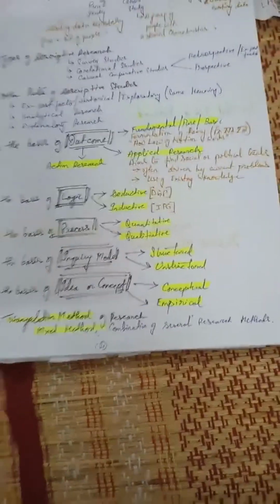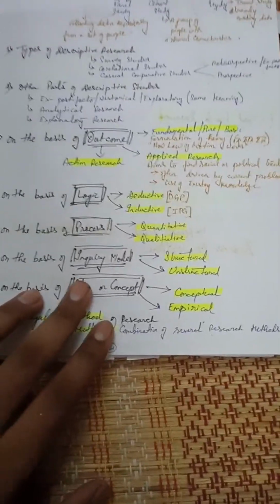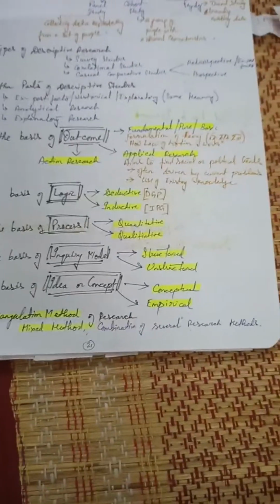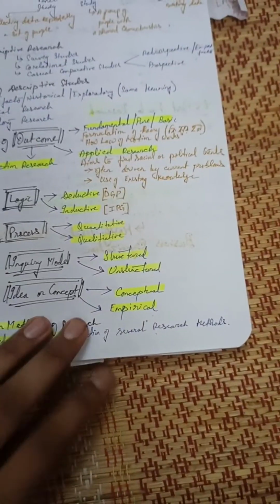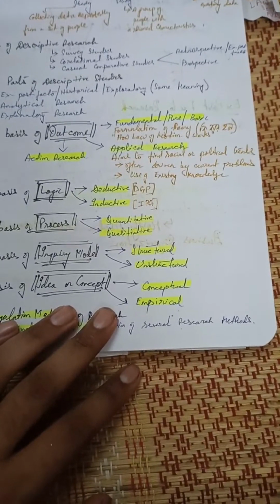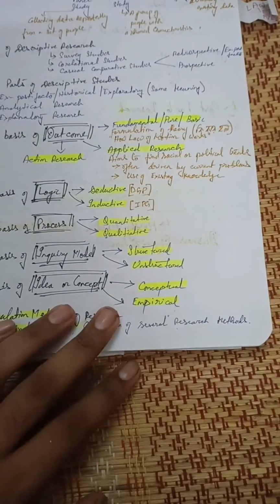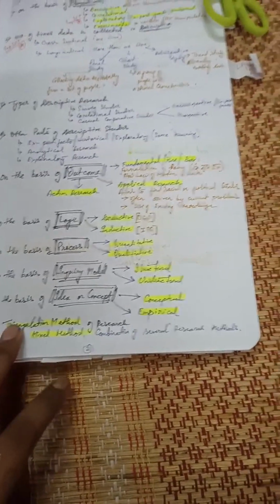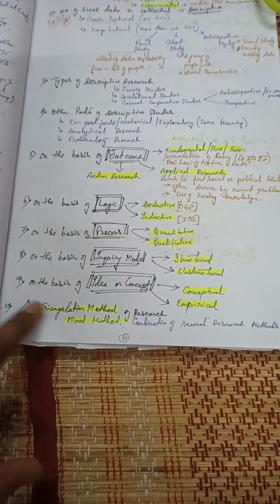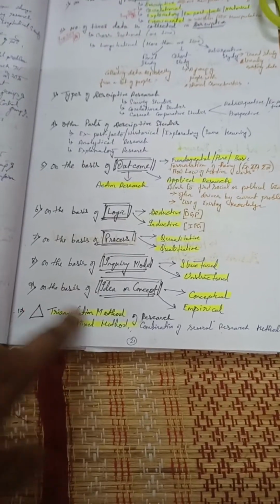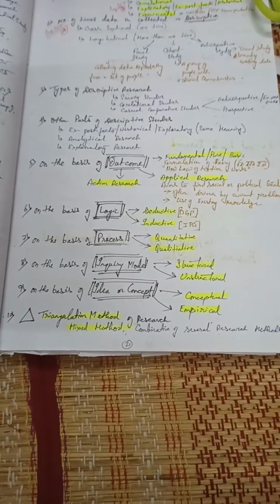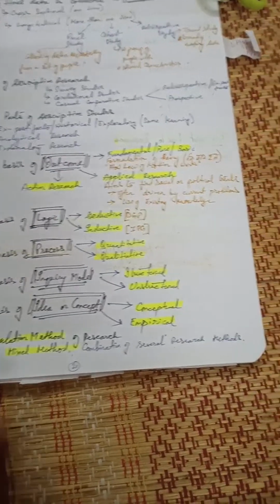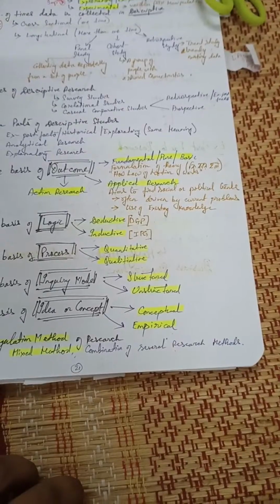Now on the basis of inquiry, research can be divided into structured and unstructured. On the basis of idea or concept, research can be divided into conceptual or empirical. And the final type of research is the triangulation method. Triangulation is where we use a mixed mode of conducting research, that means a combination of qualitative and quantitative.